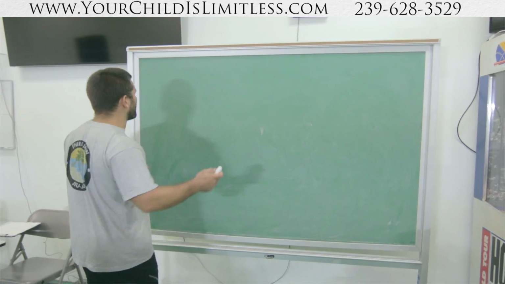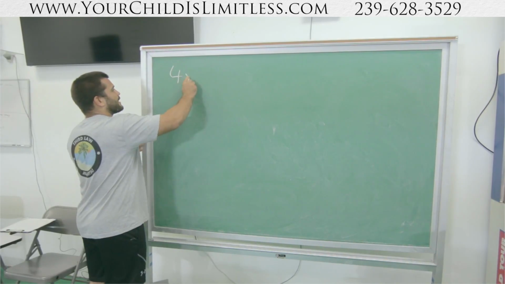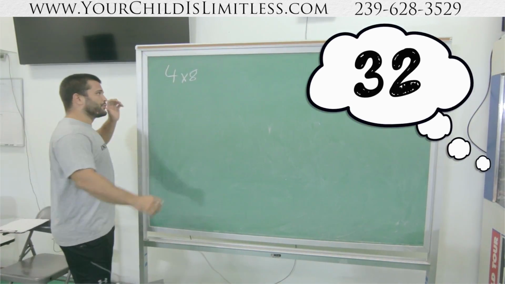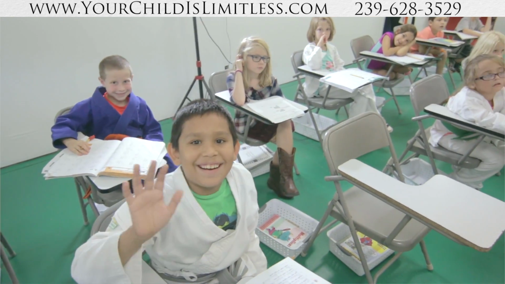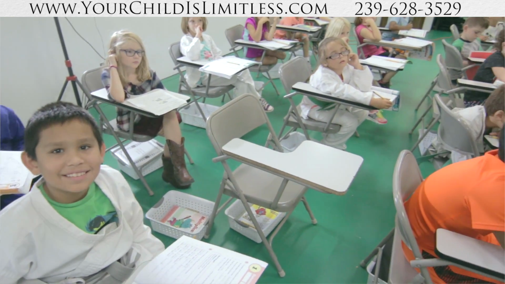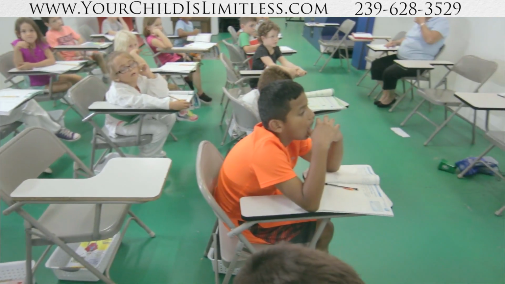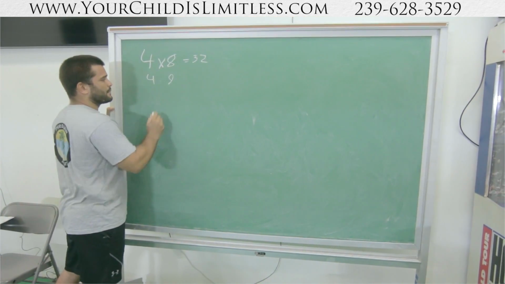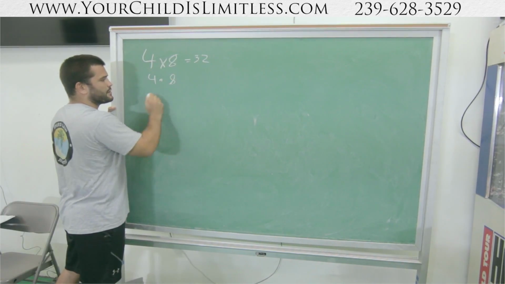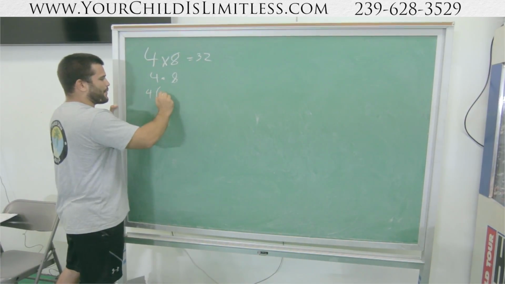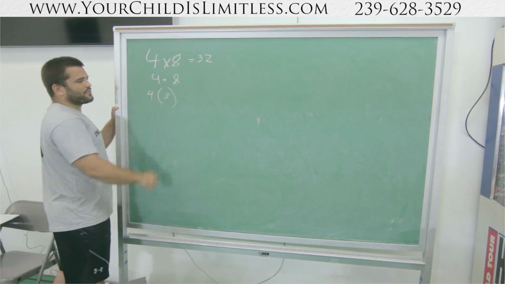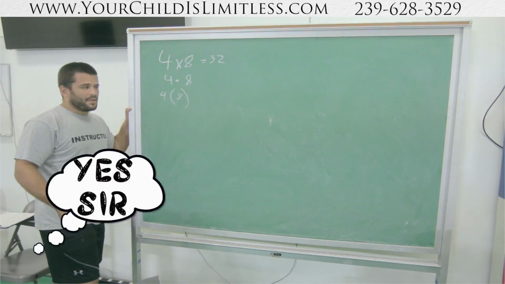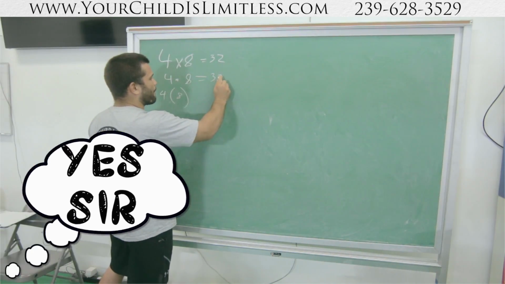For example, does anybody know how much is 4 times 8? Say it. 32. As you guys know, there's different ways to write 4 times 8. That means 4 times 8. This also can mean 4 times 8 when you have a little dot. And if you put a number and the parenthesis outside, this also means 4 times 8. There's different ways to write multiplication. Understood? This all equals 32.